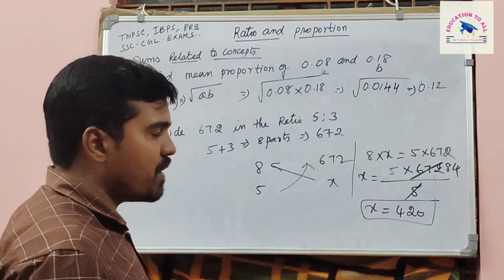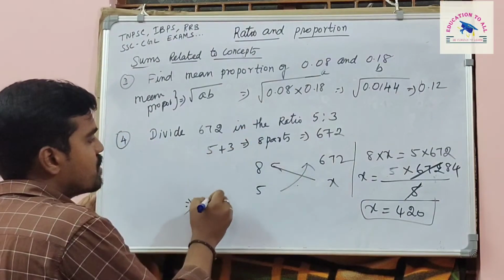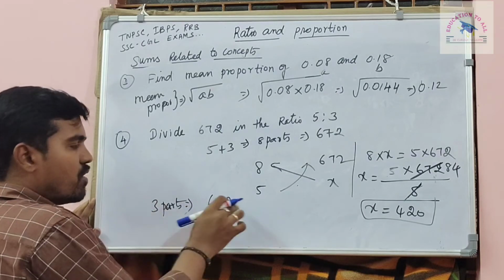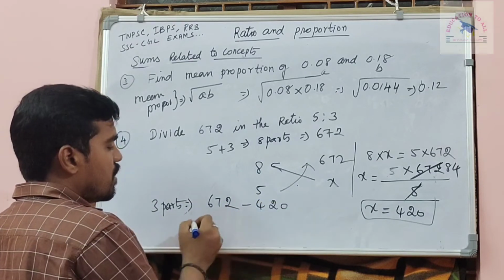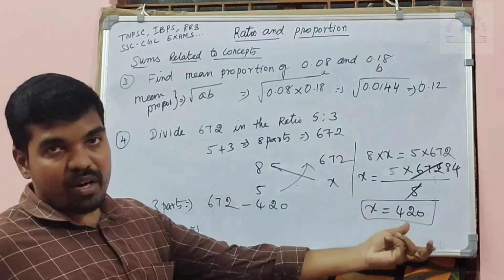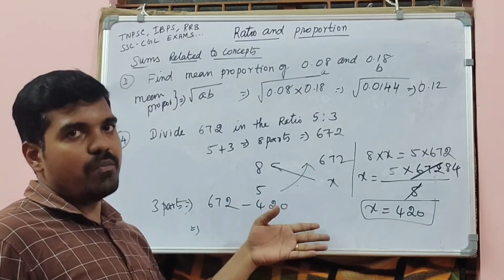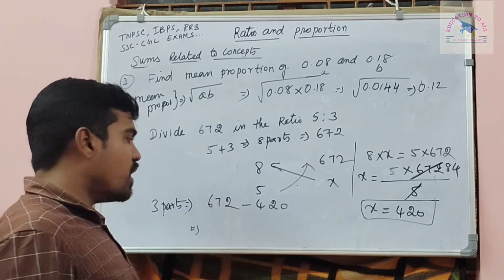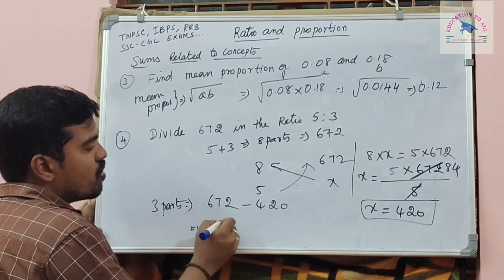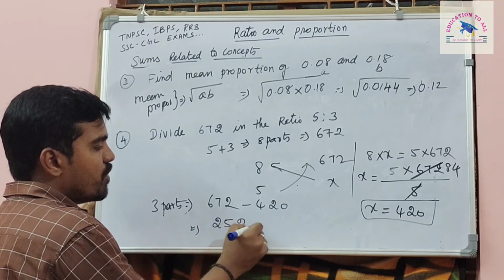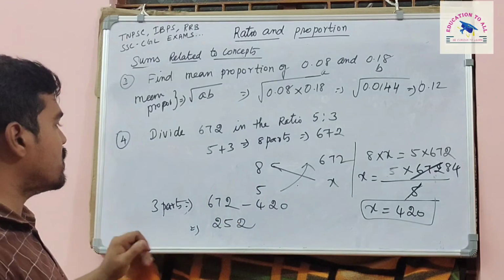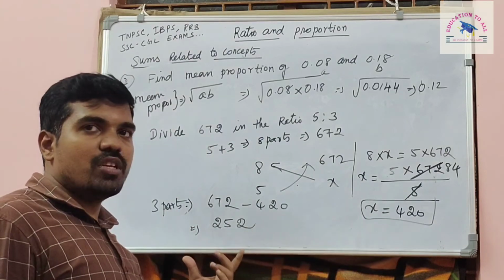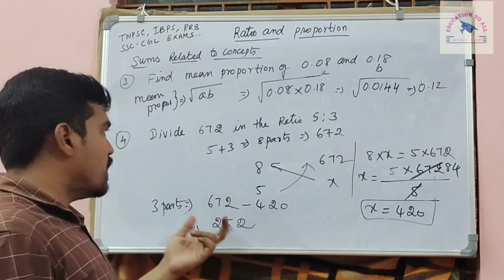So the remaining 3 parts, how can we find? Just subtract. So 3 parts equal 672 minus 420. Why do we have to subtract? This is 5 parts. If I subtract 5 parts from 8 parts, I will get the remaining 3 parts. 8 parts equal 672, 5 parts 420. If I subtract, 252 I will get. So 252 is nothing but 3 parts. So I have divided 672 in the 5:3 ratio, where 5 parts is 420 and 3 parts is 252.